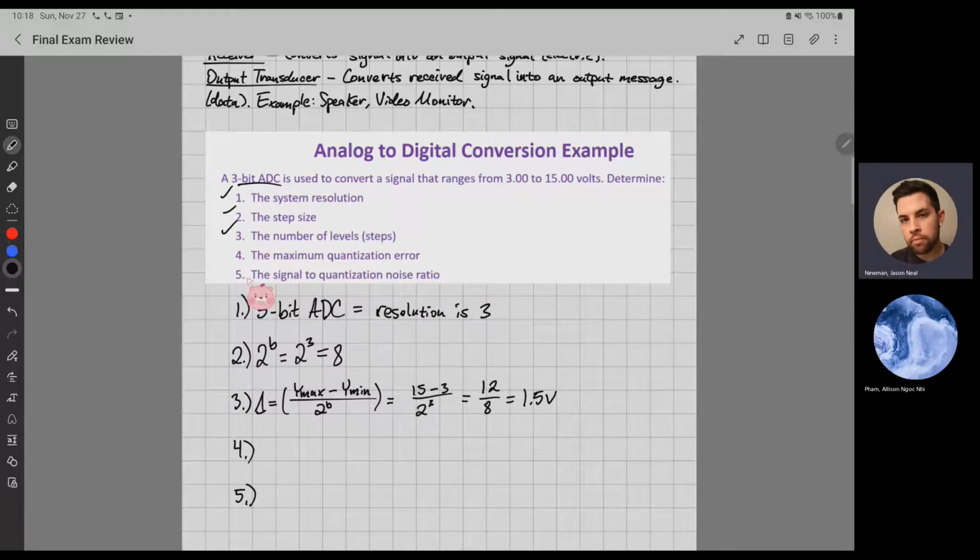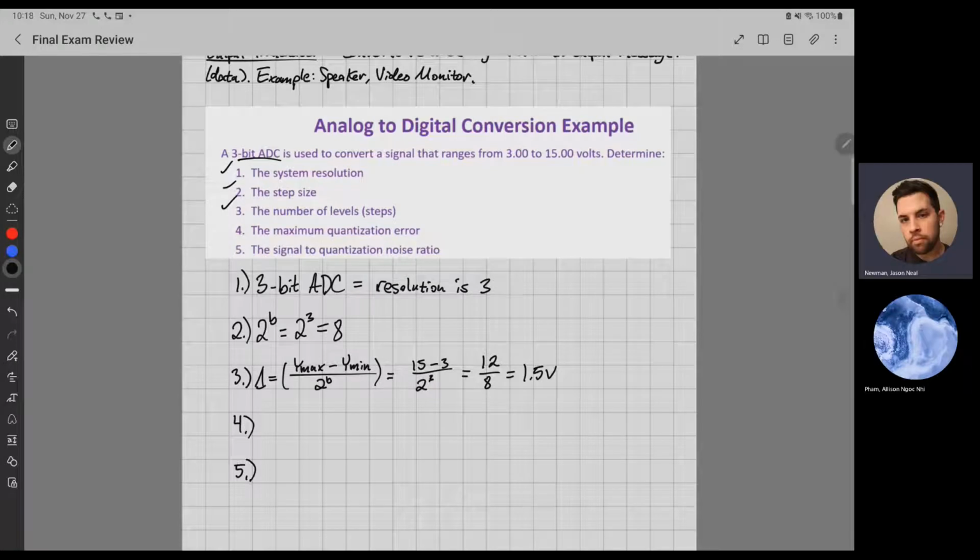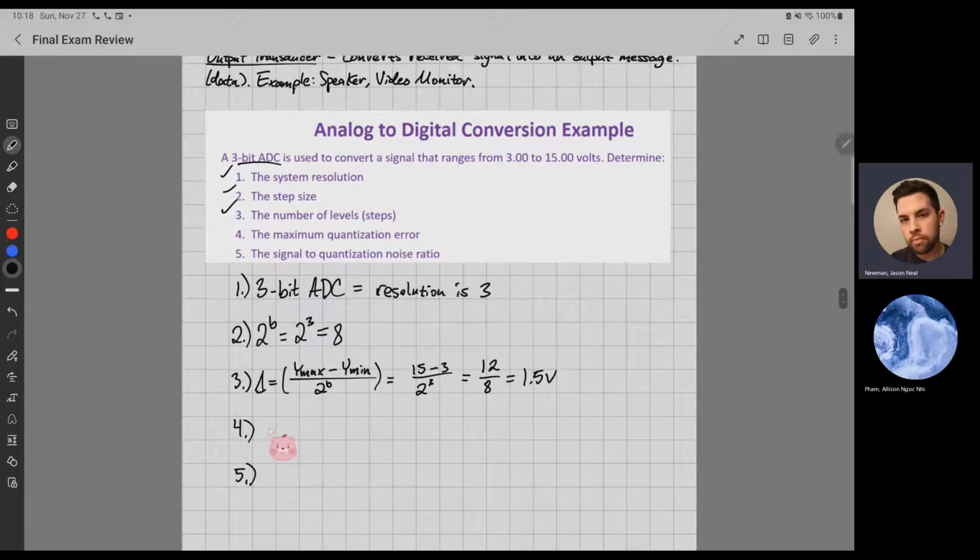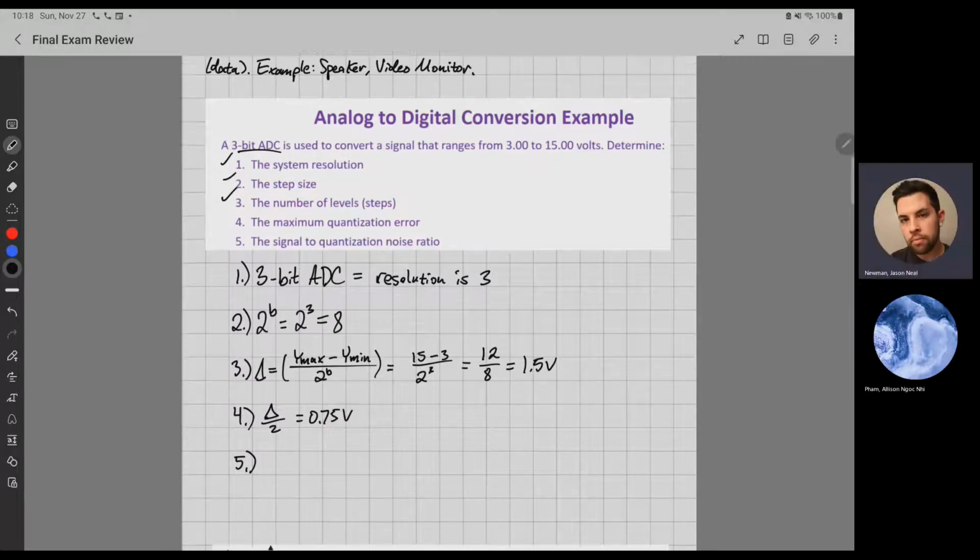And then the maximum quantization error. That's number 4, and that's pretty easy. You already found the step size, so it's just, well, I can't draw today. It'd just be half of this. So 1.5, half of that, is 0.75.